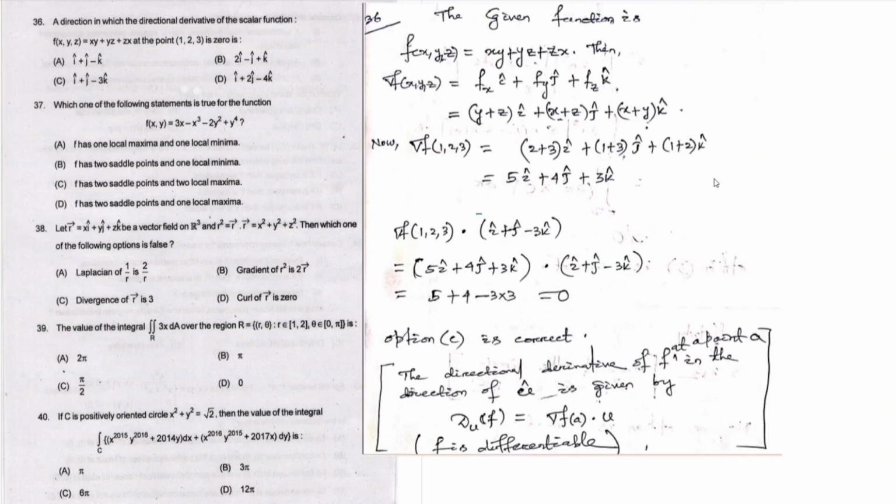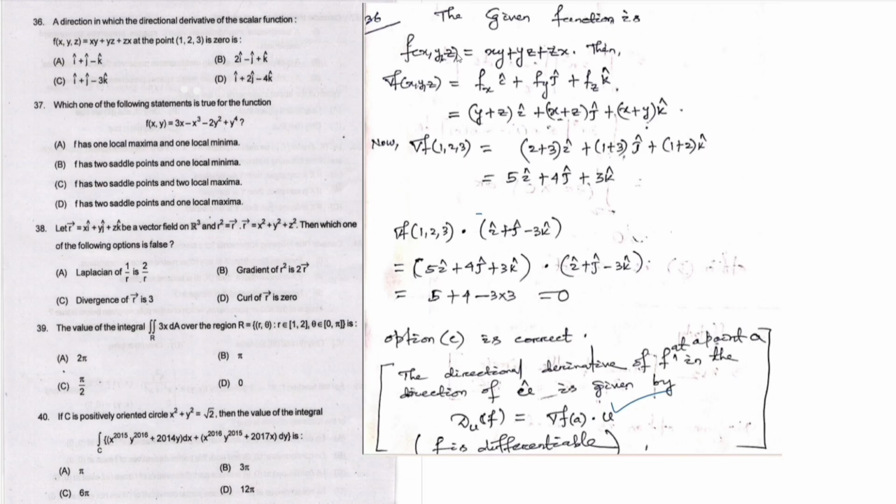In question number 36, we have to find the direction in which the directional derivative of the given scalar function f(x, y, z), which is equal to xy plus yz plus zx, at the point (1, 2, 3) is 0. You know that for a differentiable function f, its directional derivative at a point a in the direction of a vector u is given by the dot product of the gradient vector evaluated at a and the vector which represents the direction, that is, the directional derivative is nothing but grad f at a dot the direction vector u.